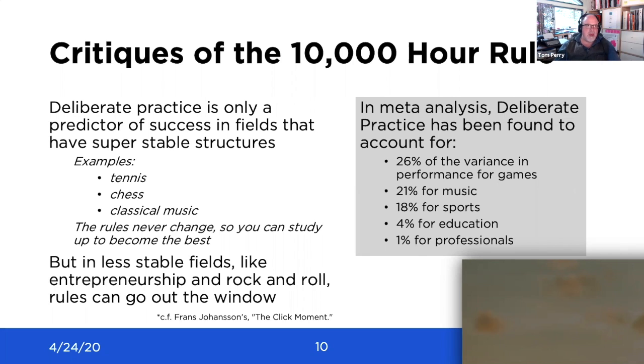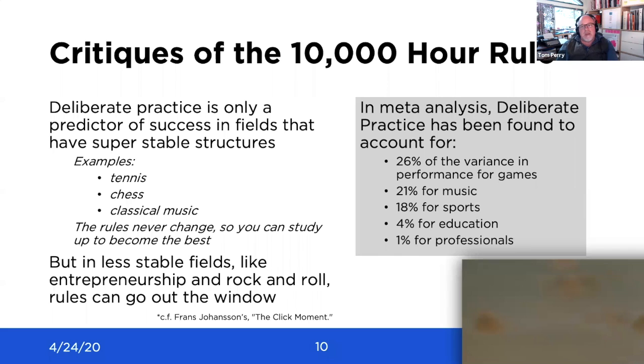But there are other domains, less stable fields like entrepreneurship and rock and roll, where rules can go out the window. And so, it turns out that it may not be that it was really, and I think we can probably all think of, a band that we know of that perhaps didn't have a whole lot of technical excellence, but still became very, very popular very, very quickly, and were hailed as outstanding bands. But in terms of technical excellence and practice, were probably pretty weak.